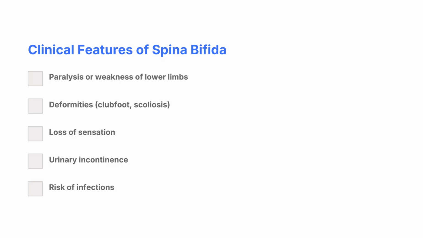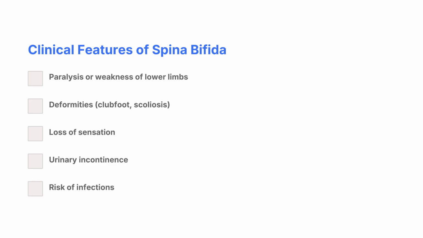The patient may present with paralysis or weakness of the lower limb, deformities like clubfoot or scoliosis, sensory loss, urinary incontinence, and eye infection risk. Deformity prevention should be a lifelong goal, like for clubfoot or scoliosis. That means the patient should be engaged and able to do the exercises to prevent those deformities, because deformities might happen due to abnormal muscle tone, and this is what is to be prevented. So it is a lifelong goal.